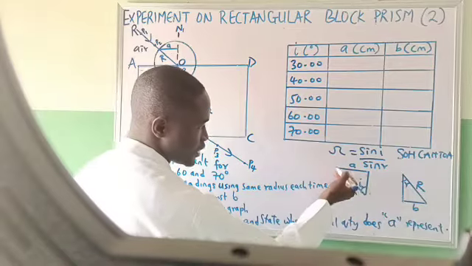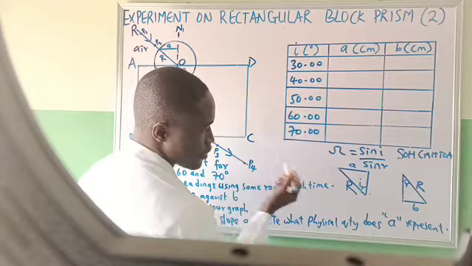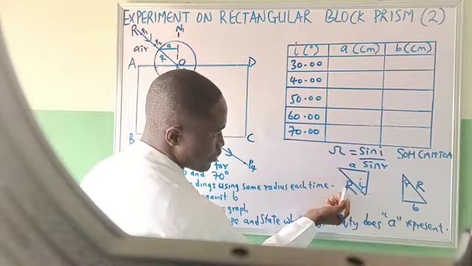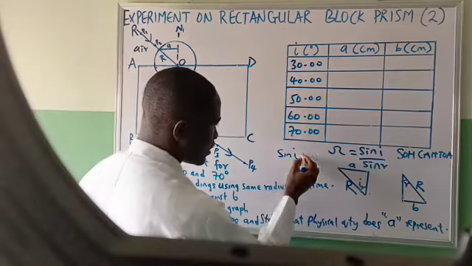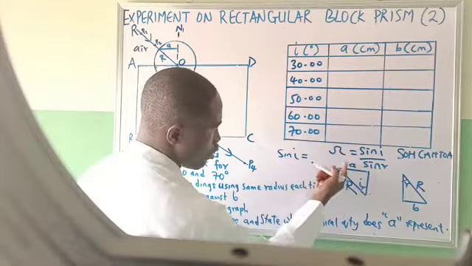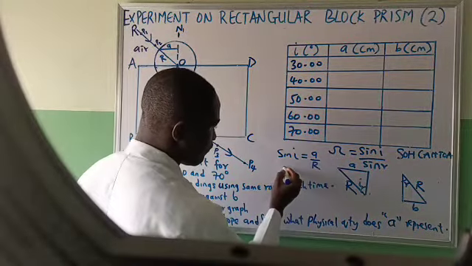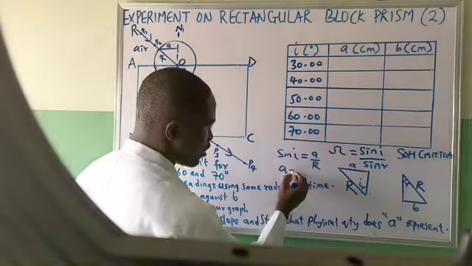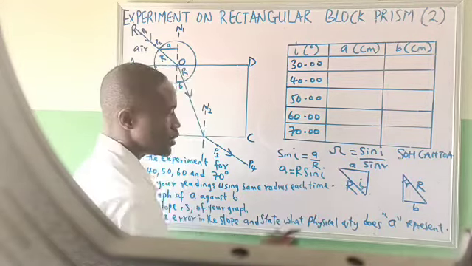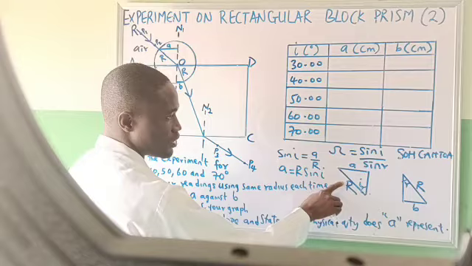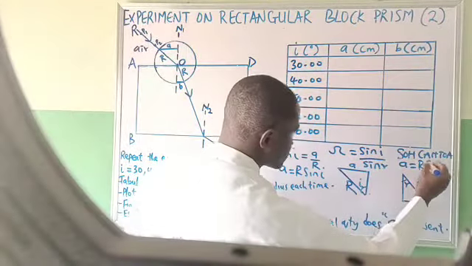So for this part, the formula we use is, we are looking for a, and we have the opposite, we have the hypotenuse, we have the angle. We say sine i is equal to what? Opposite over hypotenuse, a over R. Therefore a, which you are looking for, equals R sine i. That is the formula we'll be using for this. We say a equals R sine i.